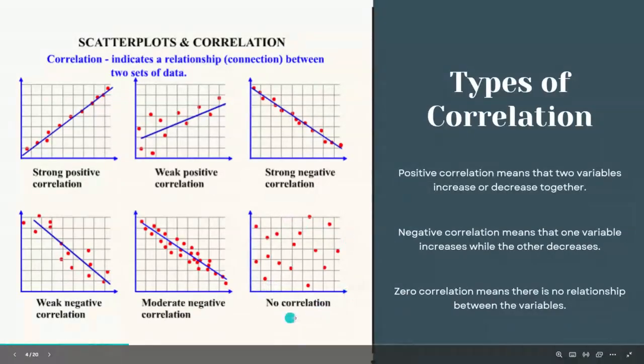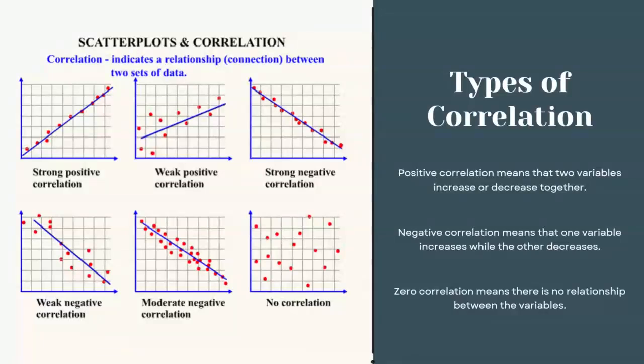Okay, and then no correlation again. If it looks like a random scatter, like someone sneezed on your graph, then there's no correlation there. Okay, do we have any questions on this while we're here, just with the visuals, before we get into the numbers and nitty-grittiness?